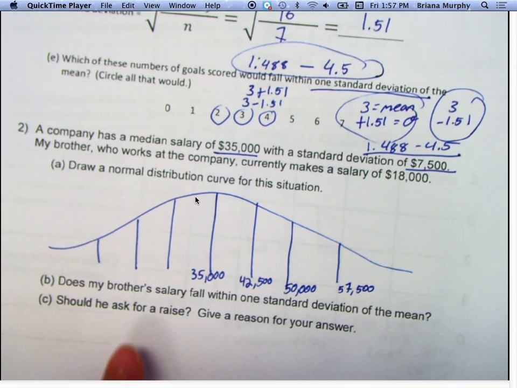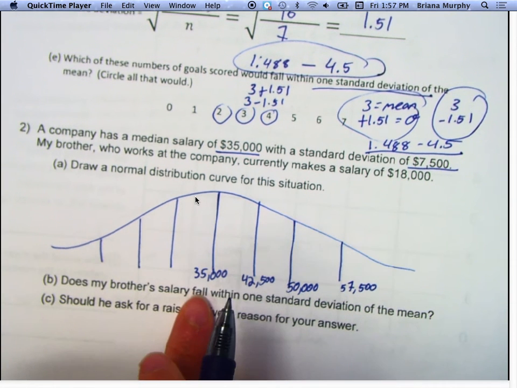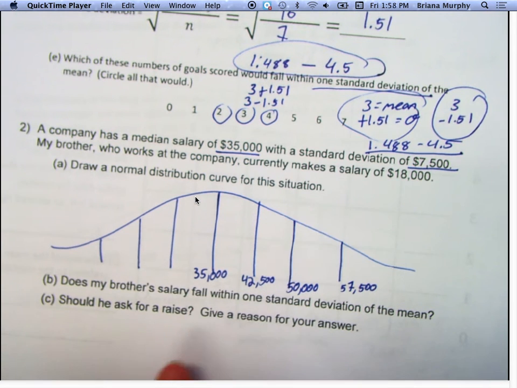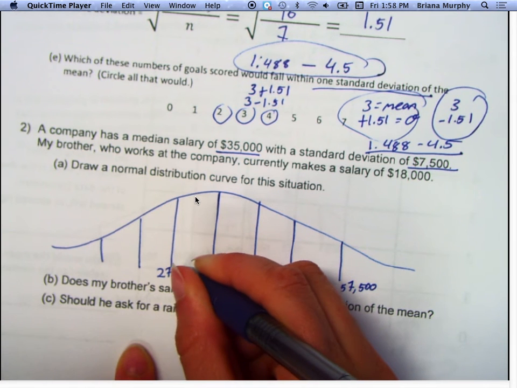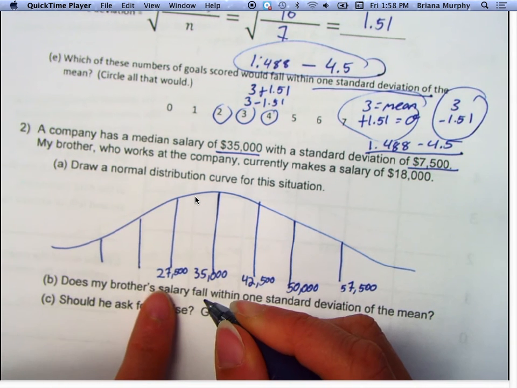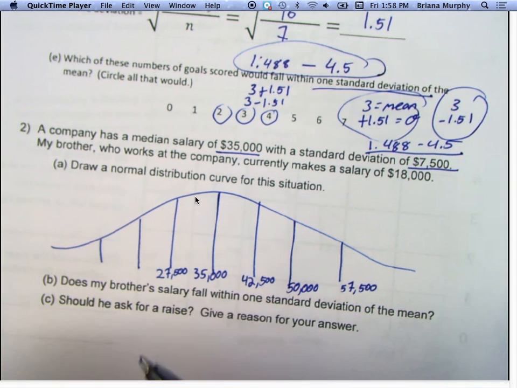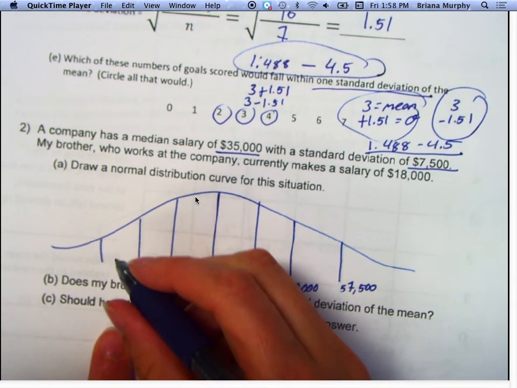Okay, and I want to go the other way. So I have 35,000, and I'm going to do what to get 1 standard deviation to that? Minus, and I get 27,500. Then I take 27,500 and I subtract 7,500 from it, and I get 20,000.